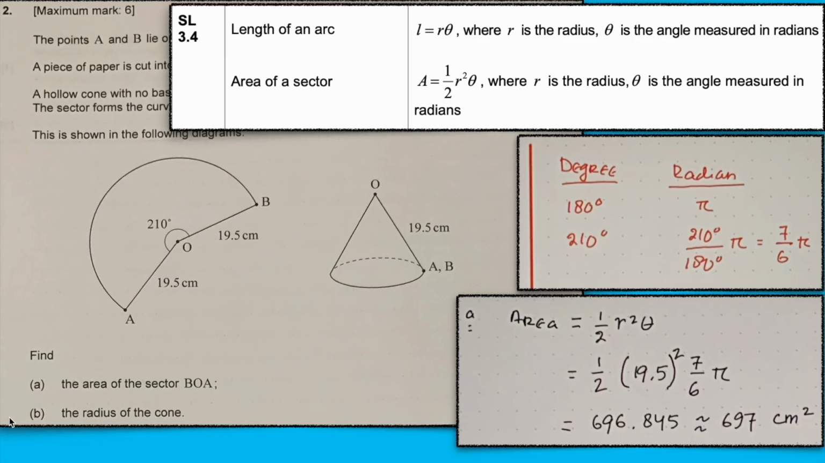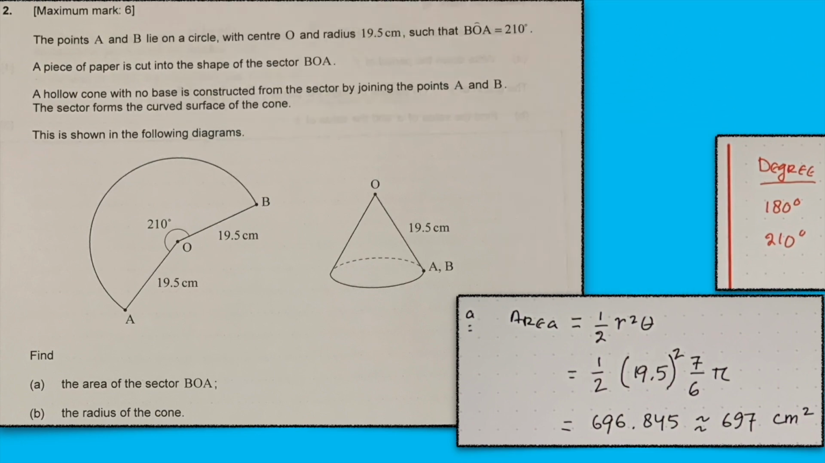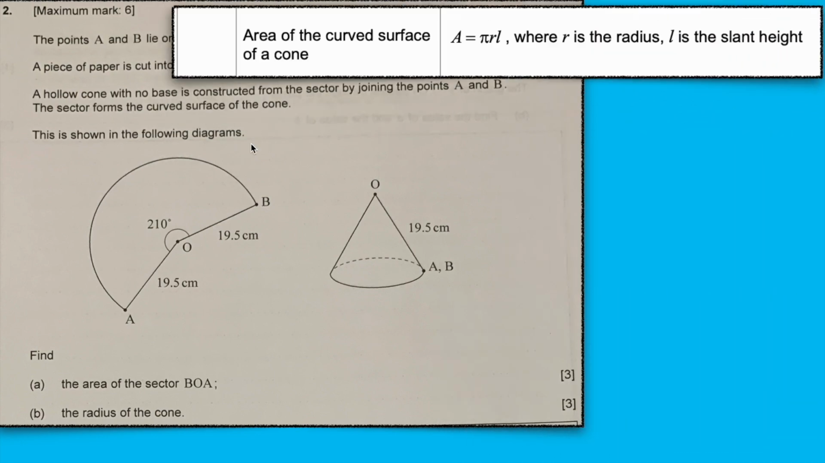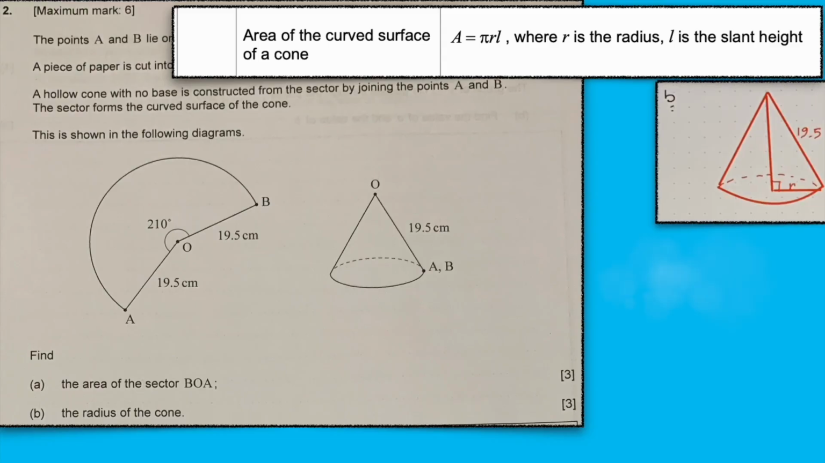In part B, we are asked to find the radius of the cone. Let's have a look for the relevant formula in the booklet. Here it is. In the booklet, we are given the area of the curved surface of a cone, which we have calculated in part A. So let's use the formula.